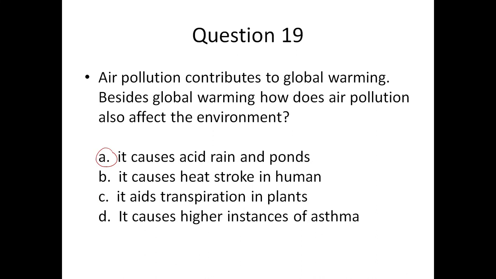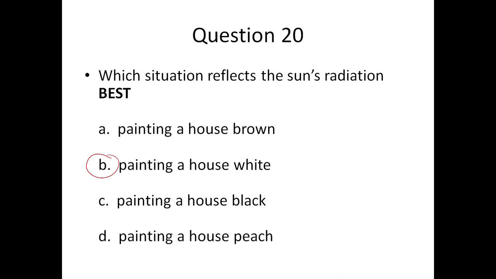Question 19. Air pollution contributes to global warming. Besides global warming, how does air pollution also affect the environment? It causes acid rains and acid ponds. Question 20. Which situation reflects the sun's radiation best? Yes, B, painting a house white.